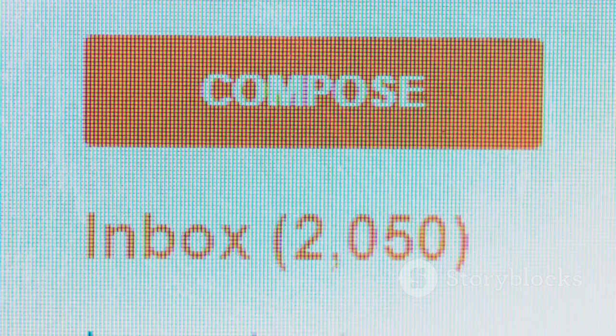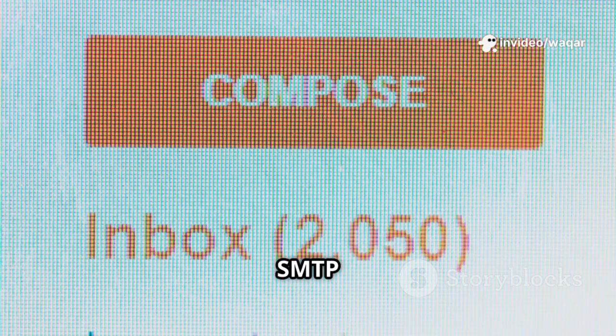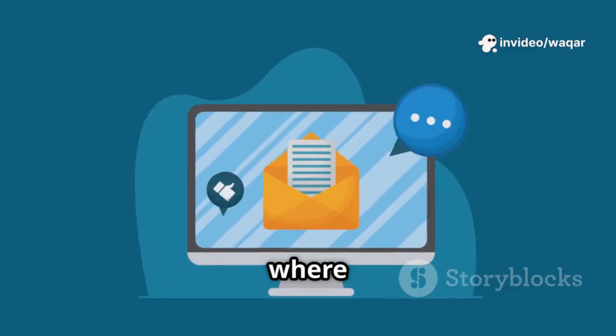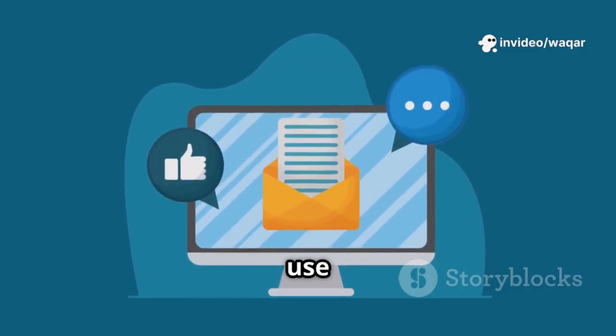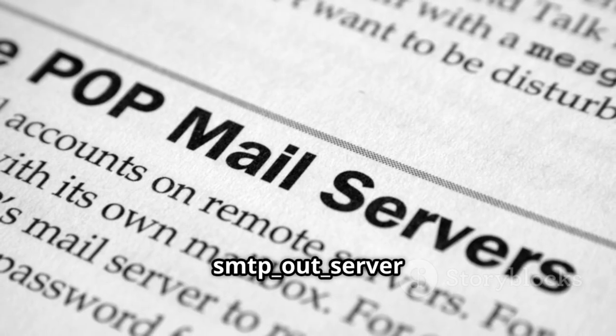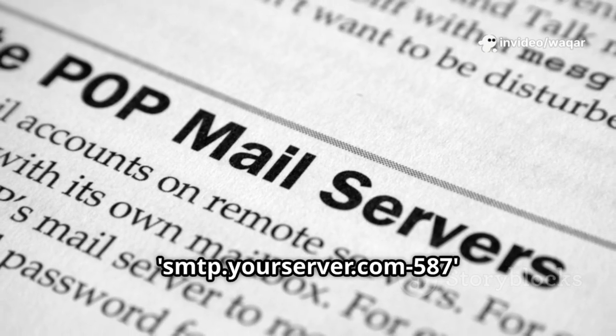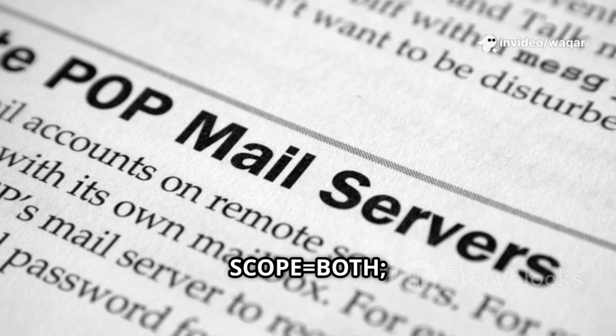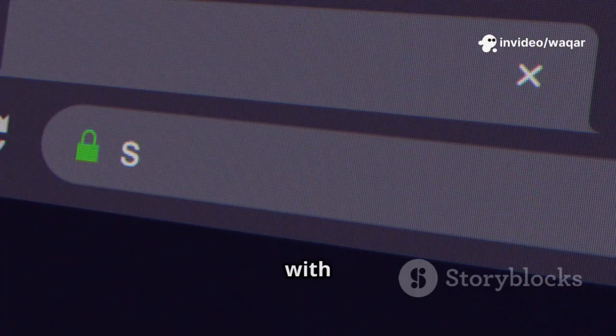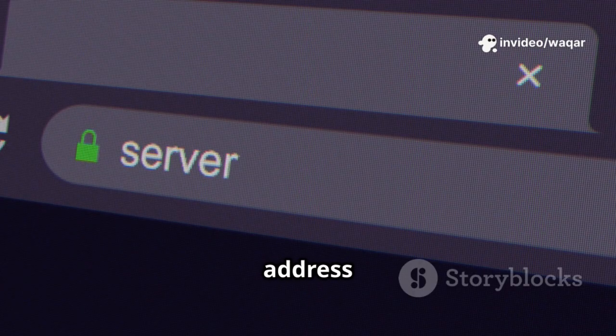Simple, right? Step 2. Set your SMTP server. This tells Oracle where to send your emails. For example, to use Gmail or Office 365, run: alter system set SMTP_OUT_SERVER = 'smtp.yourserver.com:587' scope=both. Just replace that with your actual SMTP server address and port.